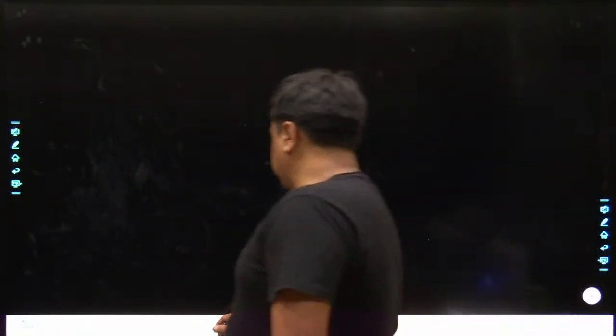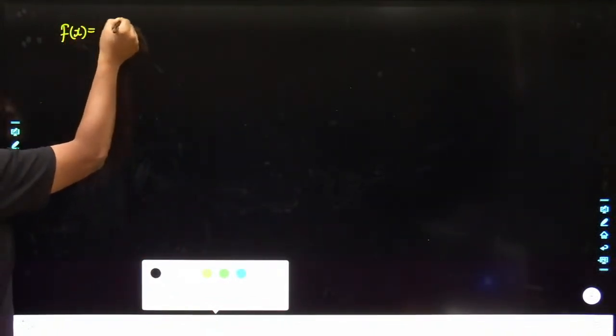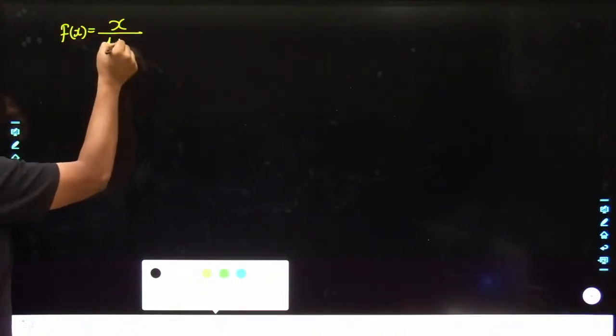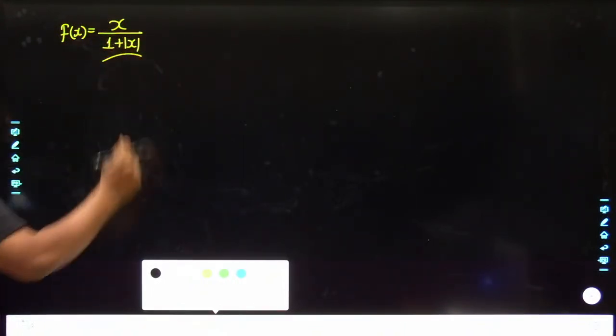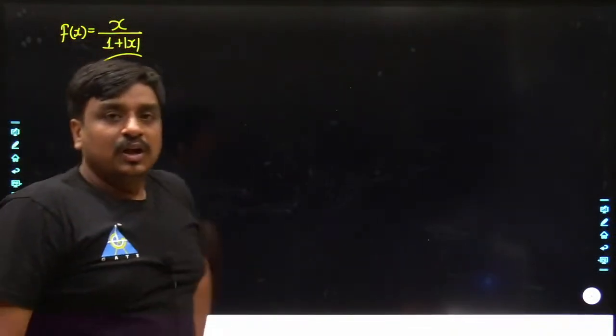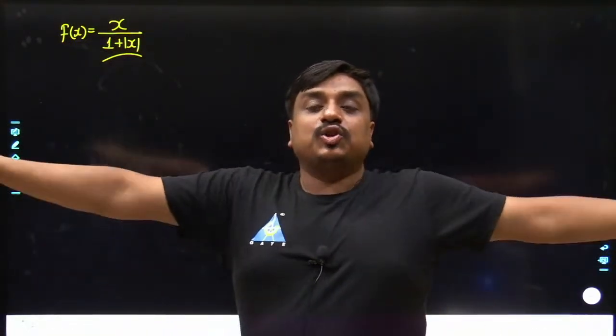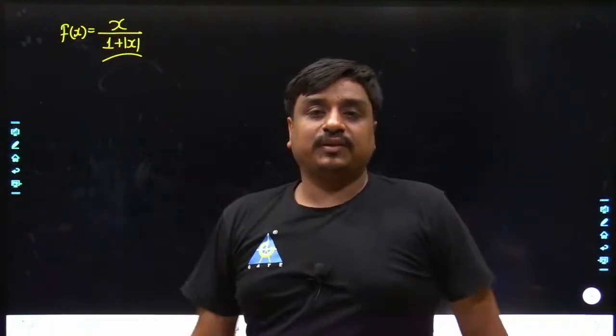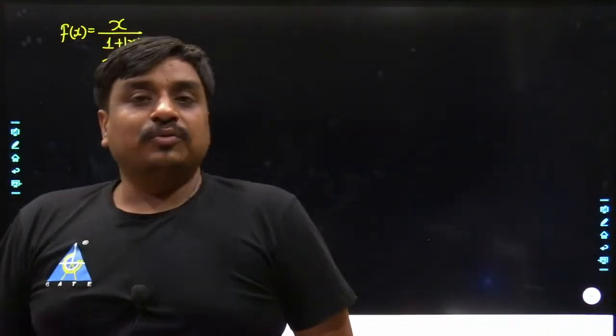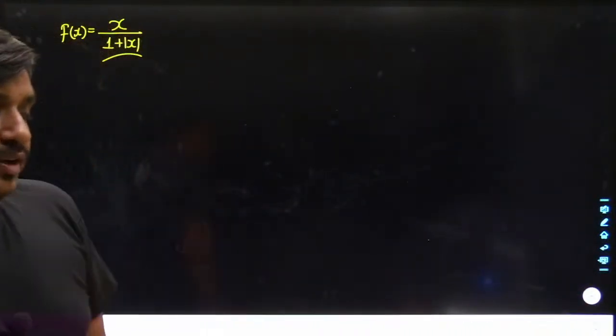So the next question: f of x is defined as x divided by 1 plus mod of x. Now this problem has been thrown to you guys. You have to talk about two different conditions: first, the continuity as well as the differentiability of this function in the entire real range of x. This problem should not take more than 1 minute to get solved.